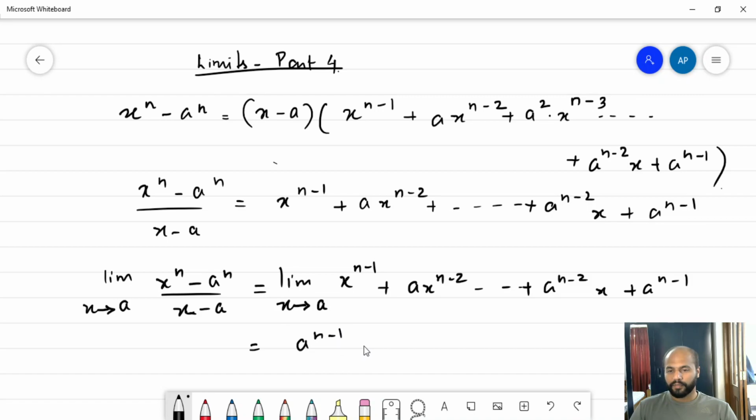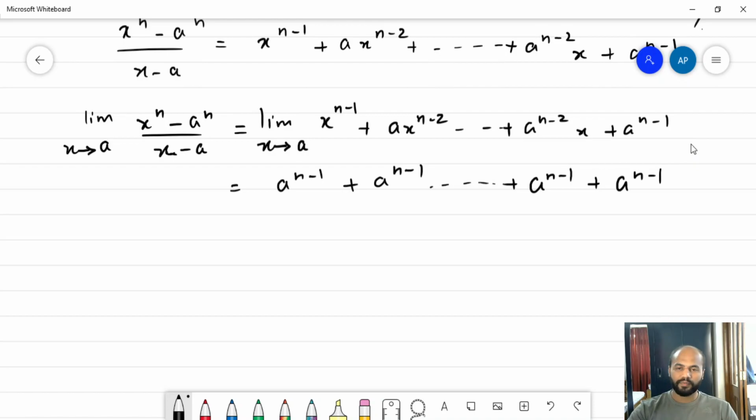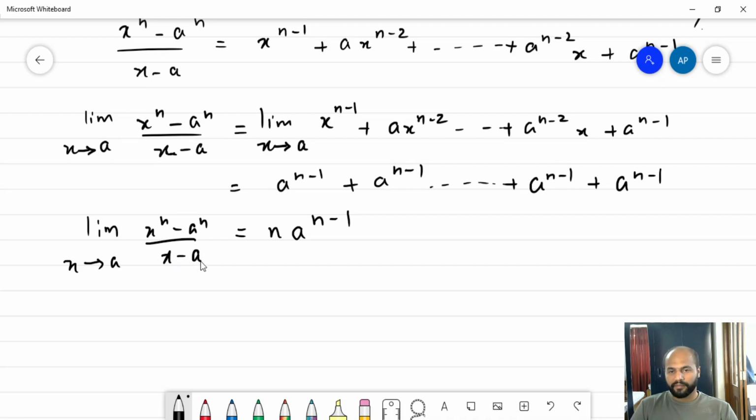So this is going to be a raised to n minus 1. The second one also is going to be a raised to n minus 1. So throughout, we're going to get a term that is a raised to n minus 1. Now this term comes n times. So in short, we can write n times a raised to n minus 1. So basically, the value of this limit, x tending to a, x raised to n minus a raised to n by x minus a, is going to be n a raised to n minus 1. That is the value of this limit.